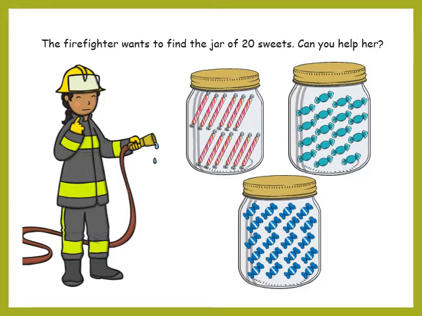Right, the firefighter wants to find the jar of 20 sweets. Can you help her? Look at all the jars here. What you're going to do, take your Peter pointer finger, look inside and count all the sweets in each jar and which one has 20, right? That's the one she's looking for, okay? So when you find it, you say, this one, because it has 20 sweets inside.